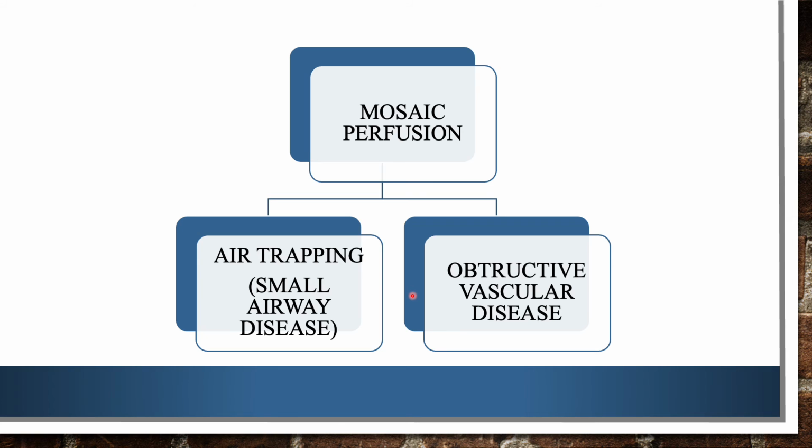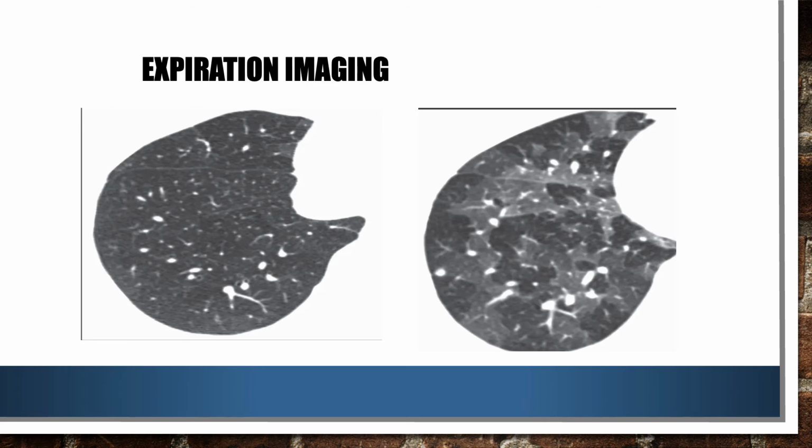So the point to be taken home is that mosaic perfusion is not always synonymous with obstructive vascular disease. Even air trapping in small airway disease is a component of what we see as mosaic perfusion or black areas. Look at this image. An expiratory image here is the key to diagnosis. A lung parenchyma which looks just mildly heterogeneous here in inspiration, and we have a doubt that there could be some gray and some black areas here.